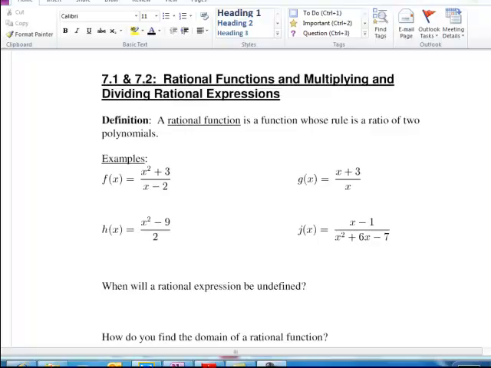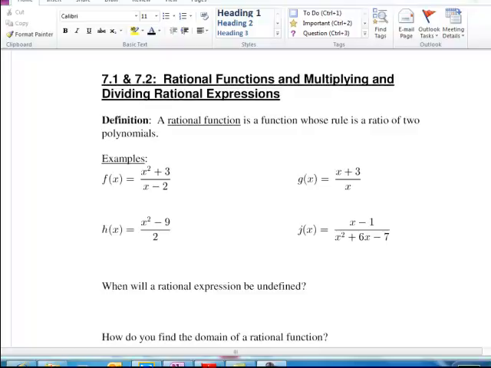These are the notes for 7.1 and 7.2, where we talk about rational functions and also multiplying and dividing rational expressions. So we'll start out with a definition. A rational function is just a function whose rule or whose pattern is a ratio of two polynomials. You can think about a rational number as a ratio of two integers. So you want to think about it as like a fraction, or a fraction involving polynomials. So the numerator is a polynomial and then the denominator is a polynomial.